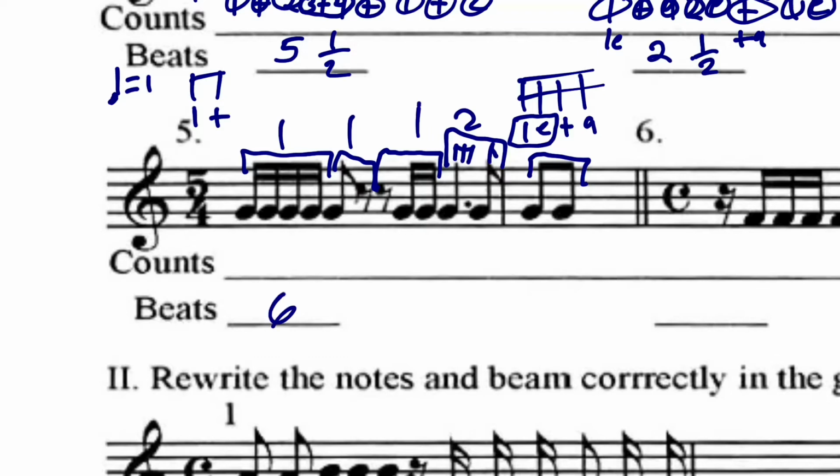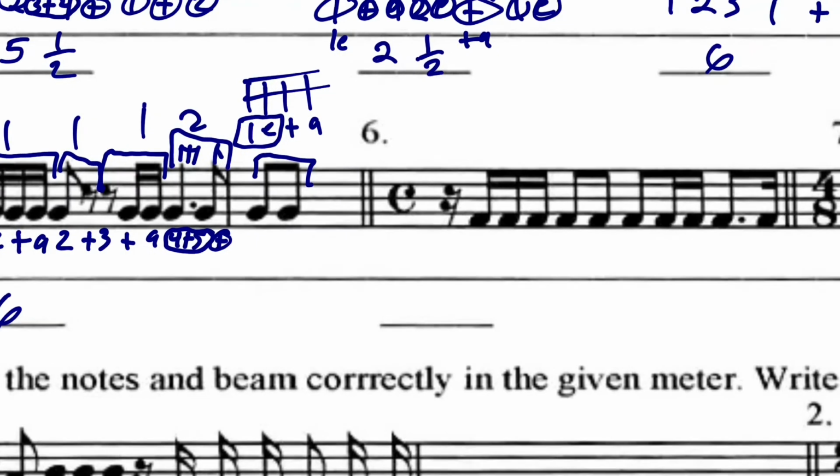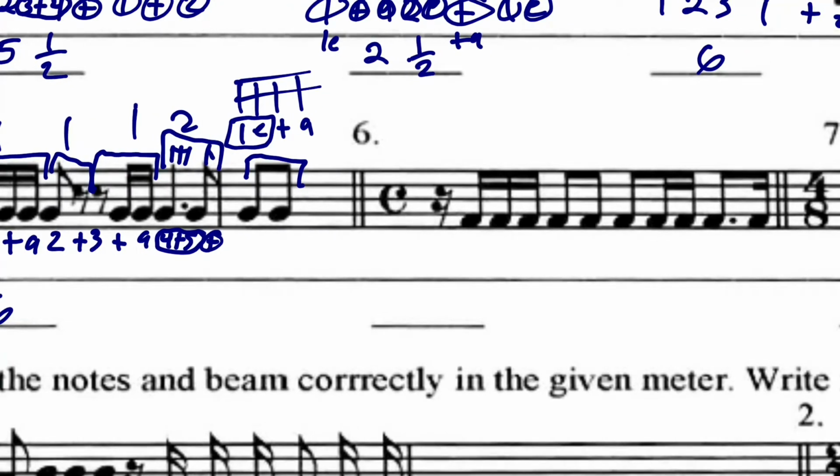Now let's count it. 1, E, and 2, and 3, and 4, and 5, and. This last 4 and 5 and is all part of this dotted quarter note, because there's 3 parts, 4 and 5. The last little and goes to the eighth note. Oh, and of course the next measure, which only has 1 full beat, 1 and.